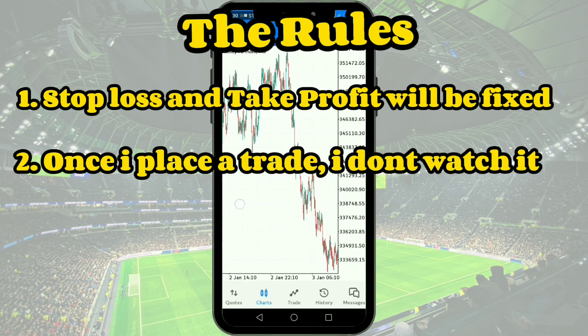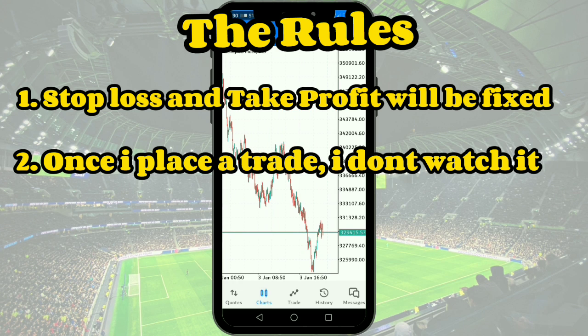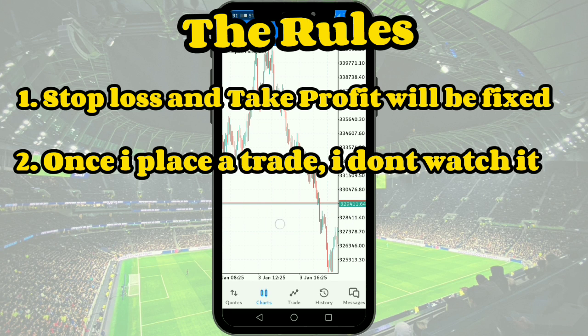Number 2 rule is, once I place a trade, I will not watch it. If I place a trade, I will put the stop loss, I will put the take profit, and I walk away from my trading desk.